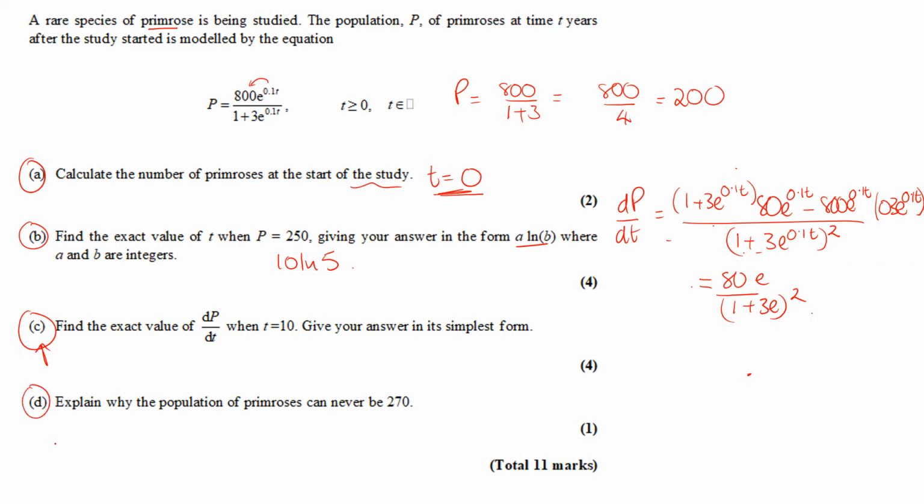Now, I think I chose this question because part D is tricky if you've not seen it before. Explain why the population of primroses can never exceed 270. You have to go back to the initial question, and this is all in the form of these e graphs. Because e is positive, exponential graphs go on and on like that. So you're thinking about what happens when t tends towards infinity. As t gets really large, that's where the population is going to tend towards.